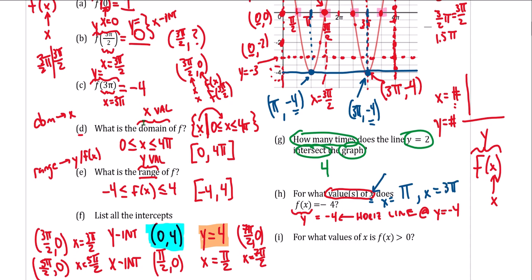In item I here, for what values of x, I'm going to circle that again, is f of x greater than 0? So once again, very simple and efficient to just say, well, f of x is just a y value, so they're really saying y is greater than 0. Y is positive. That's another way that we could think about this. So this question wants to know what values of x will result in a y-coordinate that is greater than 0, or a y-coordinate that is positive.